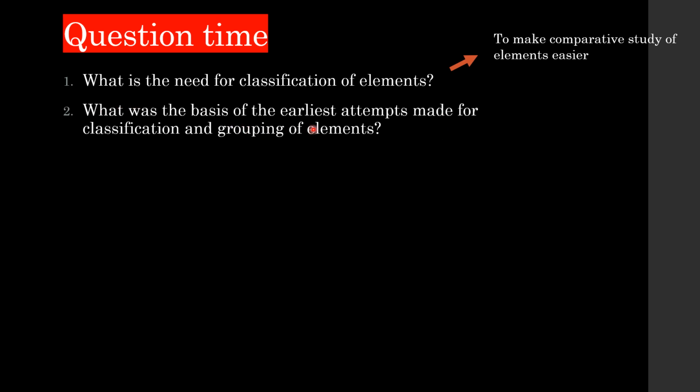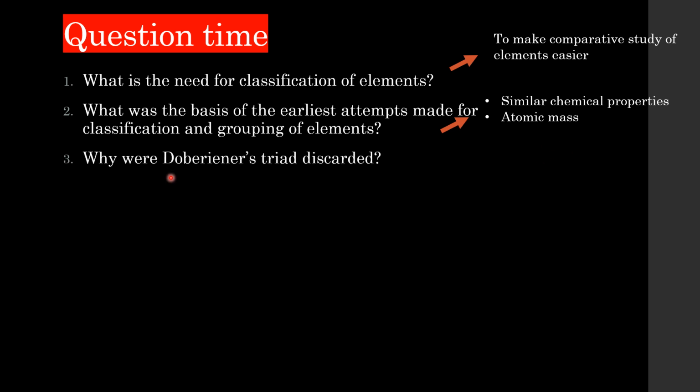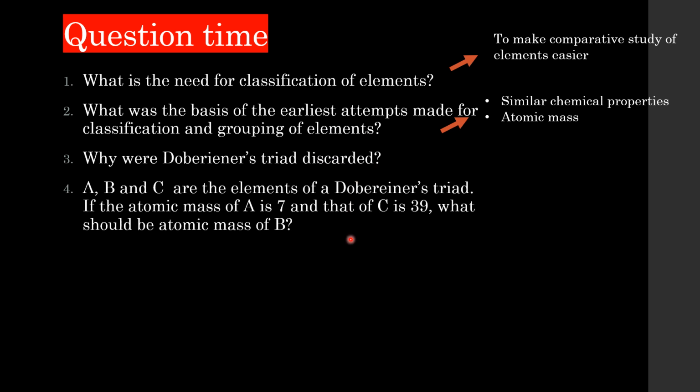What was the basis of the earliest attempts made for classification and grouping of elements? Basis. There are 2 points. One is similar chemical properties, another one is atomic mass. Why were Dobereiner's triads discarded? In the previous slide, we discussed the 2 points. You can go back and check that.